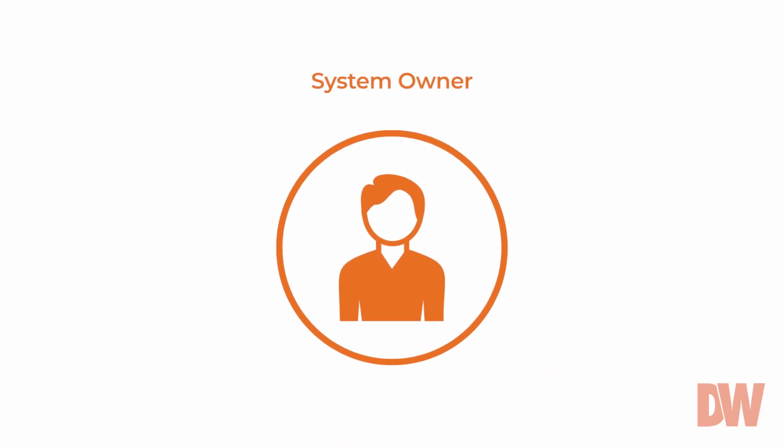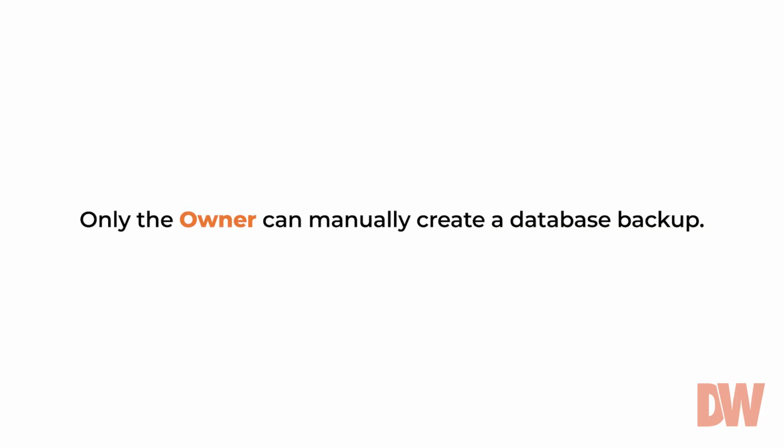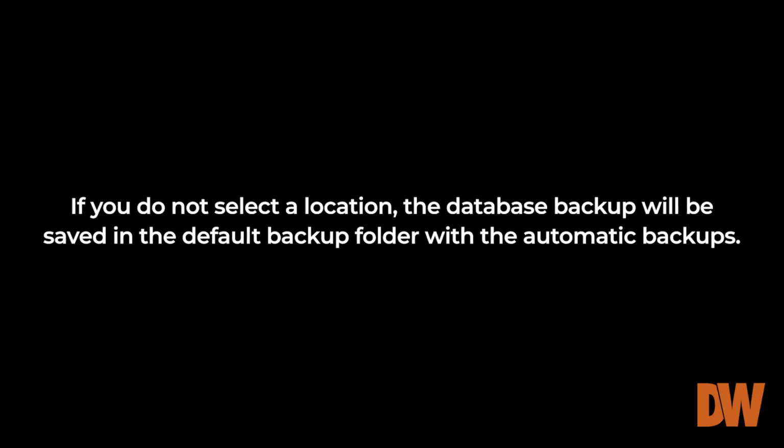To create a database backup, you must be logged into the system as the owner. Although users with the administrator role have permission to perform nearly all actions in Spectrum, only the owner can manually create a database backup. Once logged in, open the System Administration menu and click on the Advanced tab, then select Backup and Restore. Next, click on the Create Backup button and select the location where you would like to save the database backup file. If you do not select a location, the database backup will be saved in the default backup folder with the automatic backups.